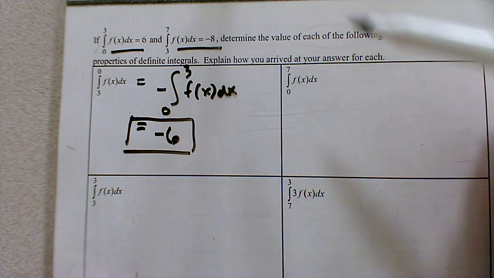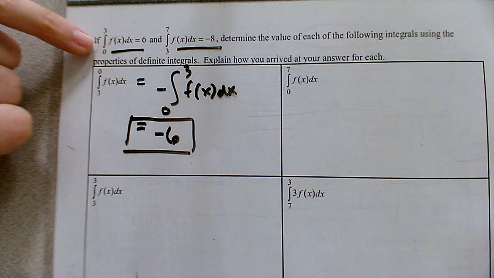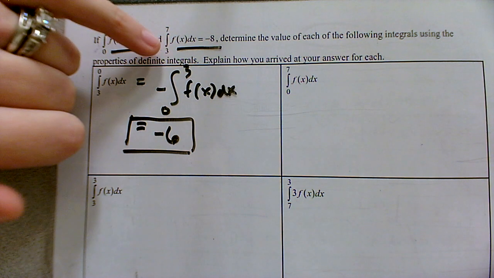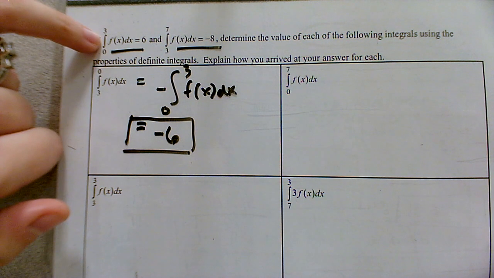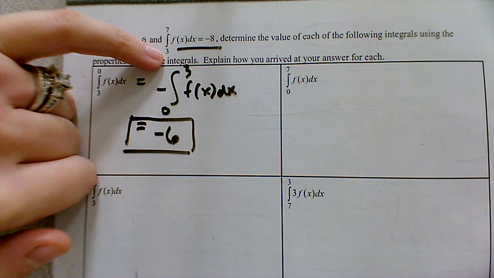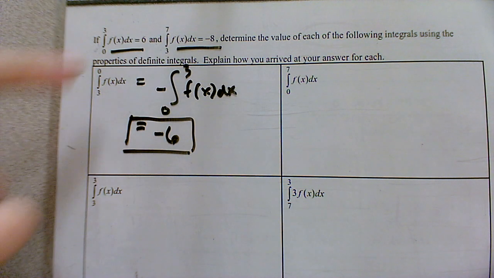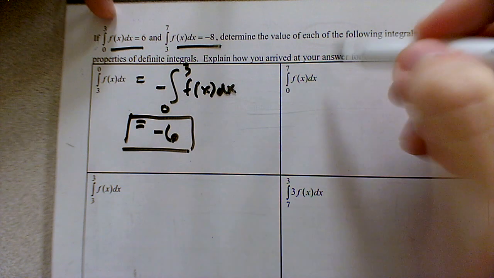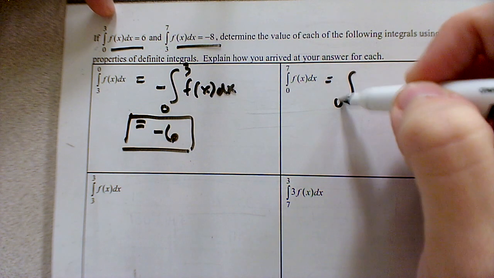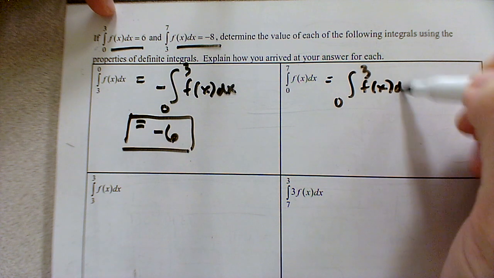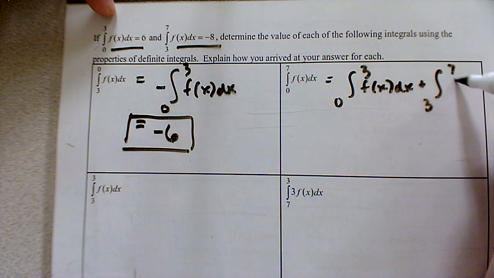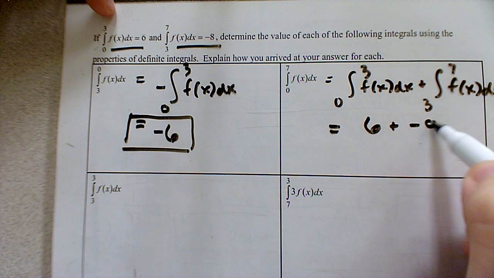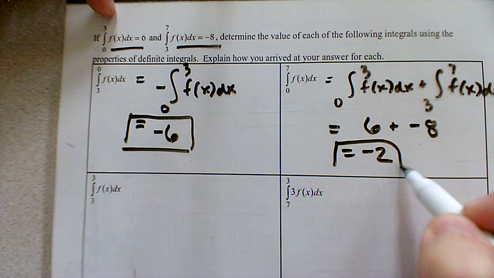All right, looking at the next one, we want to find the total area from 0 to 7. Looking at the information we have, we know the area from 0 to 3, but we also know the area from 3 to 7. Notice how this first interval ends at 3, where the next interval begins at 3. Since they're ending and beginning at the same spot, we can do a total accumulation of these two values. Rewriting this as one of the properties, I would go from 0 to 3, and then add the area from 3 to 7, because that'll give me the total area from 0 to 7. So that would be 6 plus negative 8, which would give me negative 2.